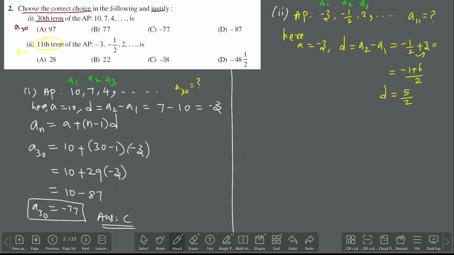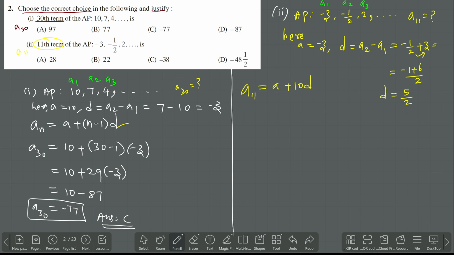What did they ask to find? A11. A11 in the sense, what does it mean? A plus 10D, 1 less. If they are telling 11, 10D. If they are telling 10, 9D. That you should remember. Then only we can go easily. Or else you want to write the formula, AN equal to, like previous, how we have done with the formula.